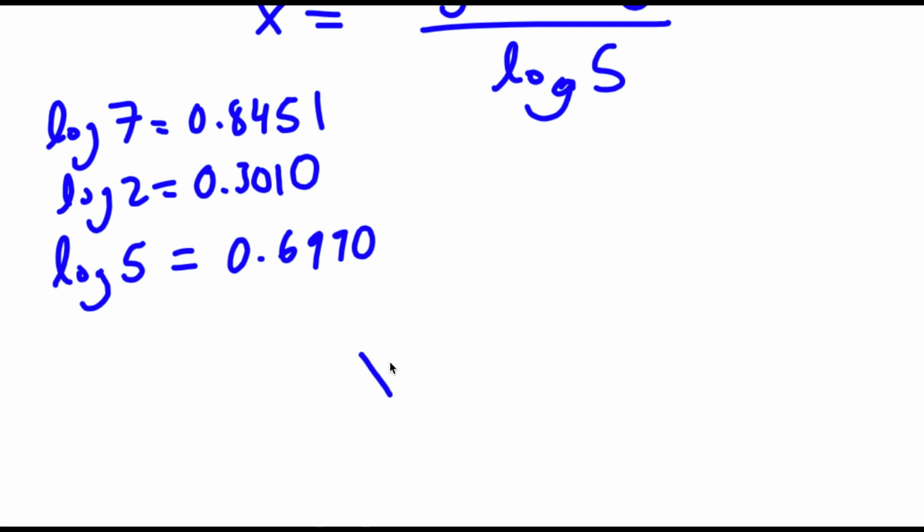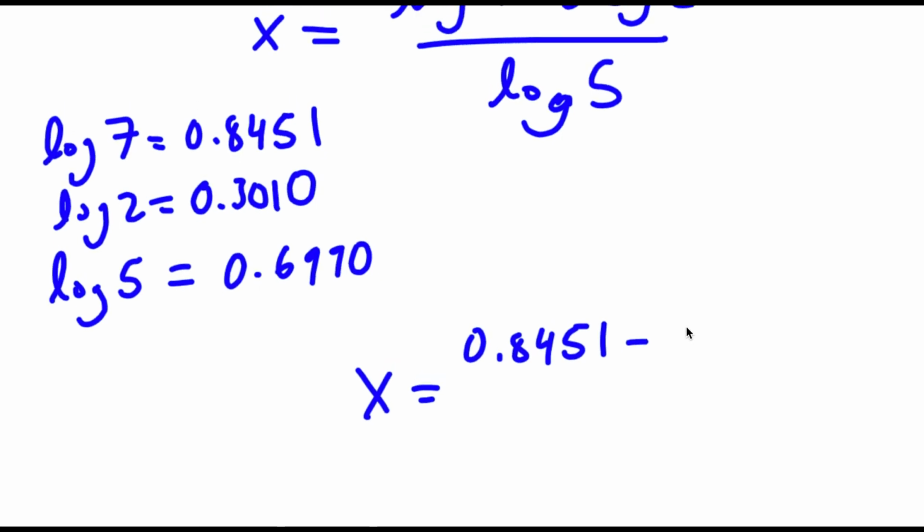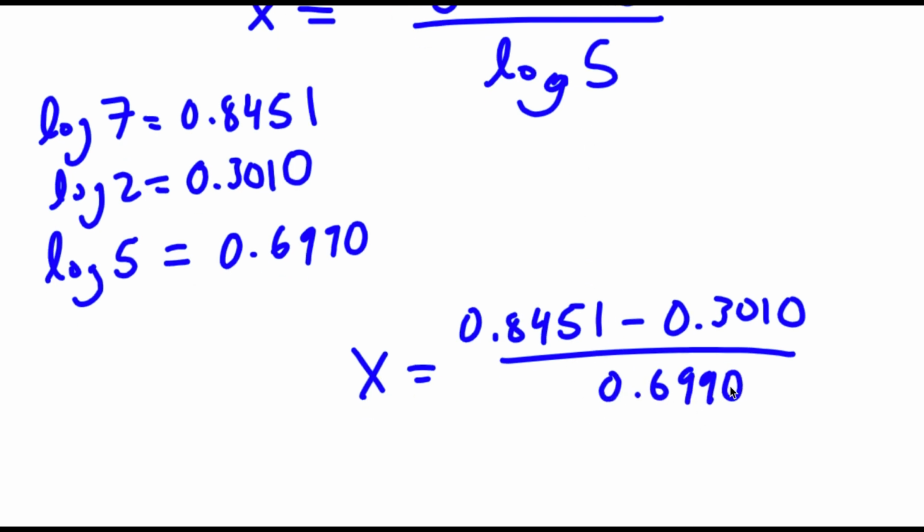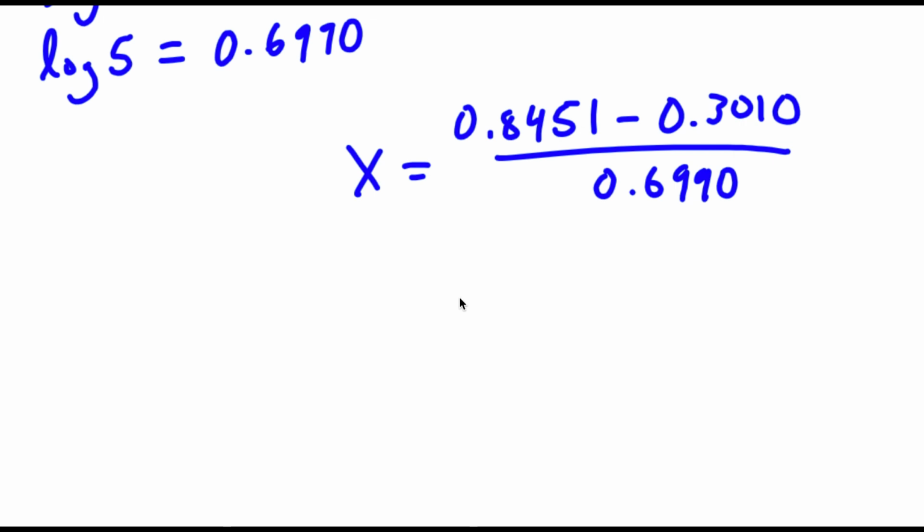So I have x is equal to 0.8451 minus 0.3010. And I have this over 0.6990. So if we simplify all of this, we get that x is equal to 0.7784.